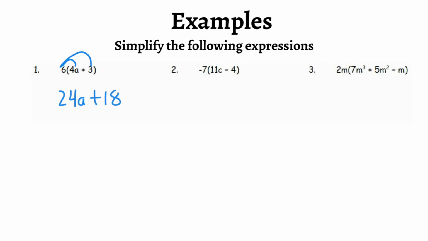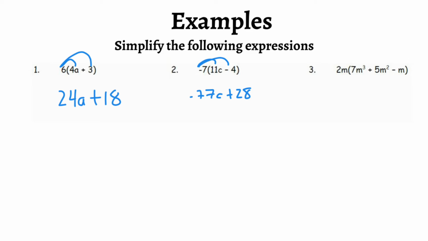So we're just really multiplying a monomial with two different terms. Here, very similarly, we multiply a negative 7 times 11. That gives us negative 77 C. There's no variables attached, so we just attach that C at the very back. And then negative 7 times negative 4, that changes to positive 28. And since these two terms are not like terms, we cannot combine them together.